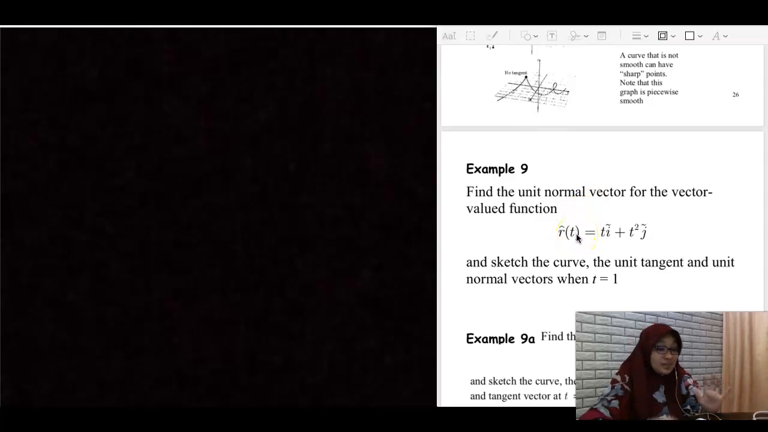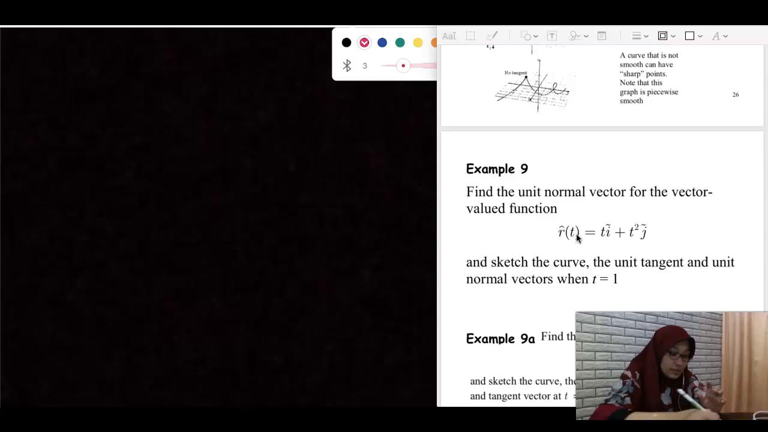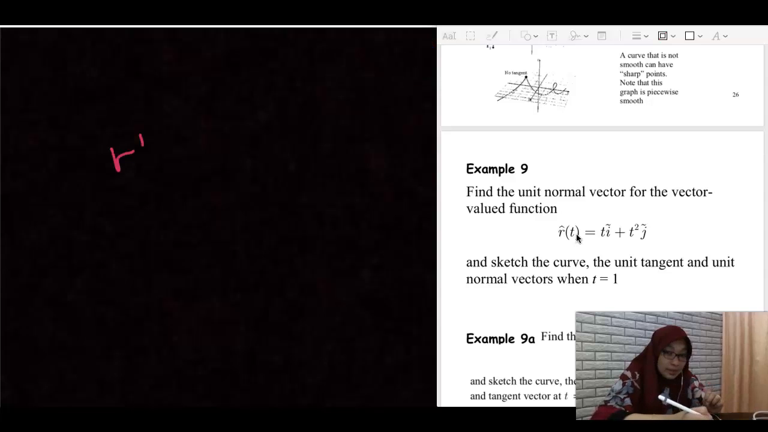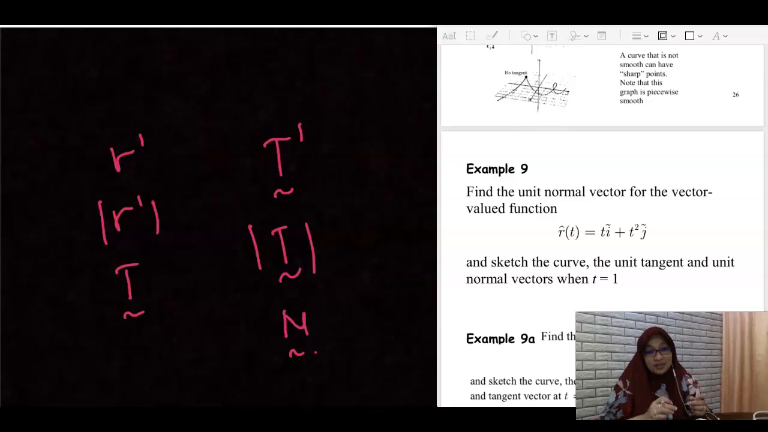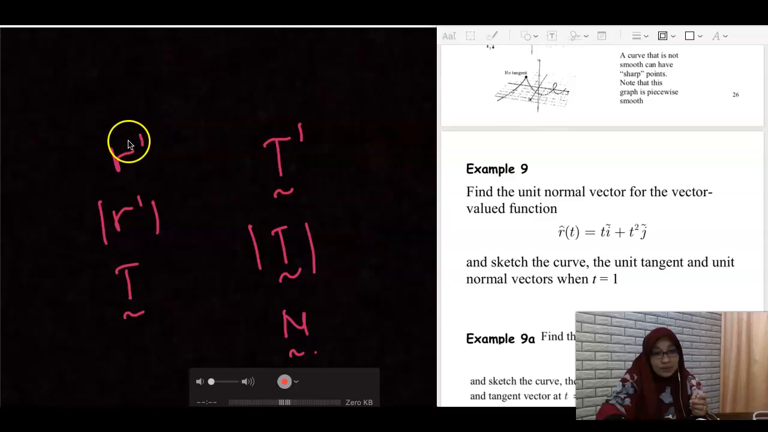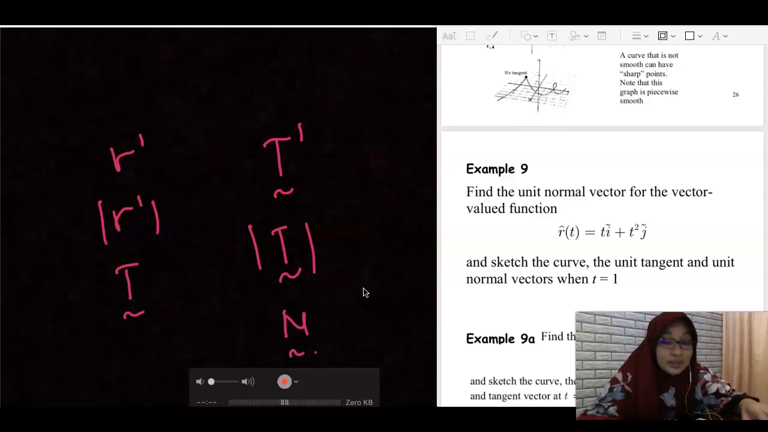So remember, in order for you to get the unit normal, you must compute the R prime, and then you need to evaluate its magnitude, and after that you have to compute the unit tangent, and then differentiate the unit tangent, and after that obtain the magnitude of the derivative of the unit tangent, then you can have the unit normal. So it is a bit long process. If you did wrong from the R prime, then all your answers here are affected. So be careful while you do the calculation.